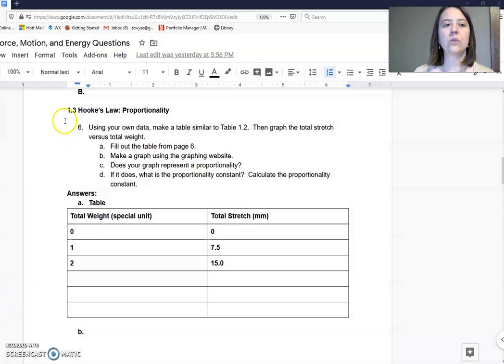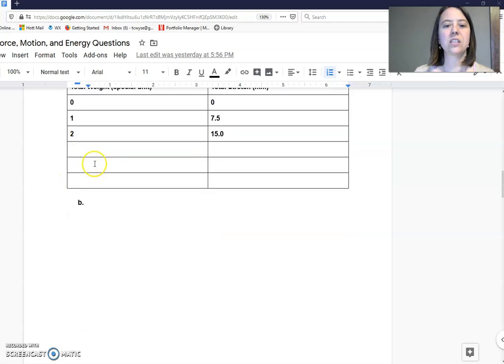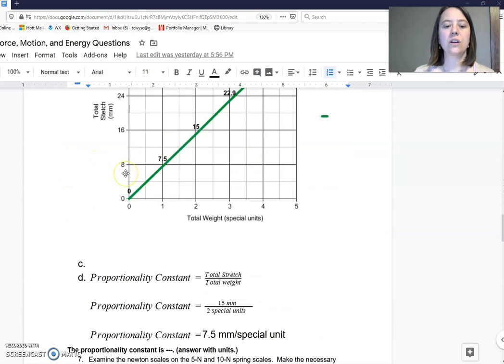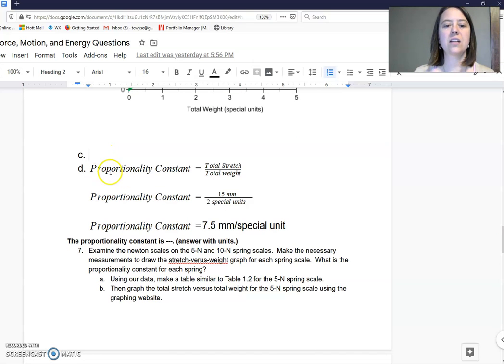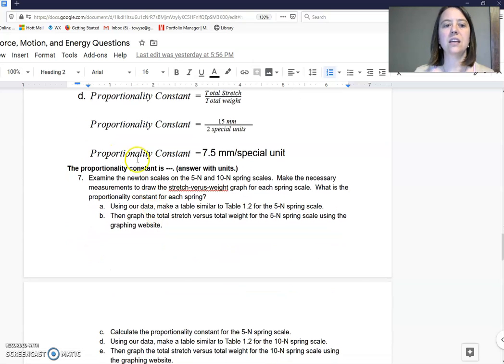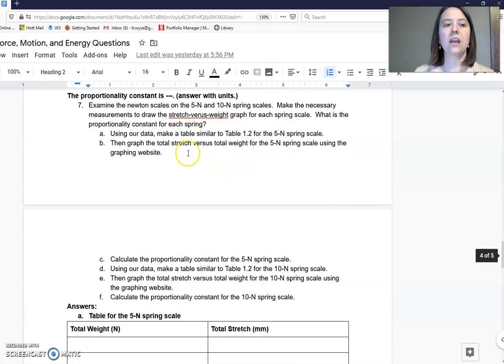This is Physical Science, Chapter 1 on Forces, and we are in 1.3, Hooke's Law, Part 3. Previously, in Part 2, we started working on our questions. So please open up your Google document with your questions, and you should have number 6 done with a graph, and C answered, and D answered. And today we're going to work on 7.